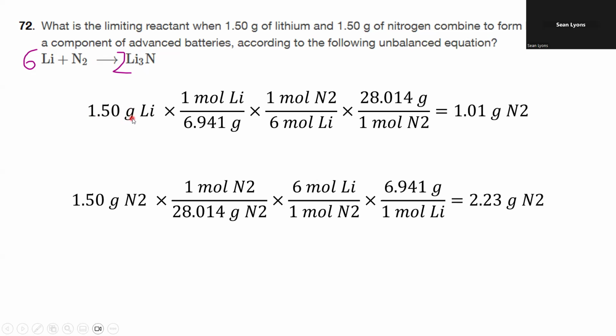But if we start with 1.5 grams of lithium, we can go through the mass to mole, mole to mole, mole to mass steps like we just saw. It's just in this case, we're looking at a different reaction, different substances. So we've got different molar masses in the first and the third step. We've got different coefficients in the second one. But if we go through and do this calculation, if we start with 1.50 grams of lithium and fully reacted it according to this reaction, we would need 1.01 grams of nitrogen.